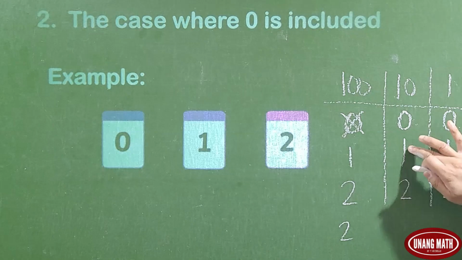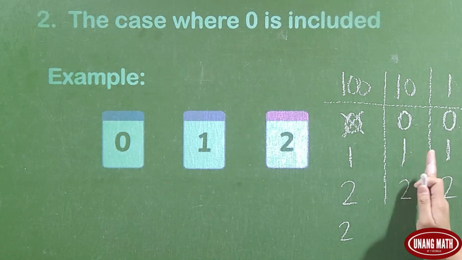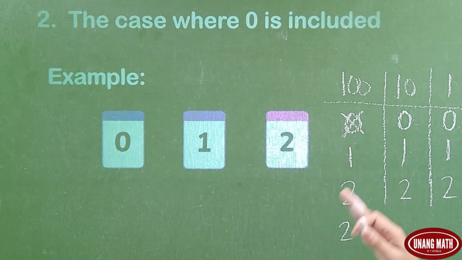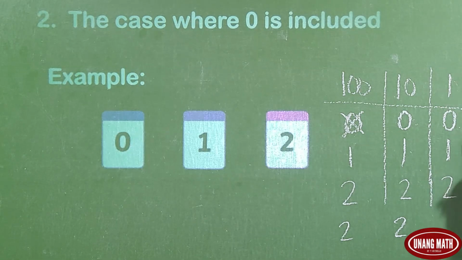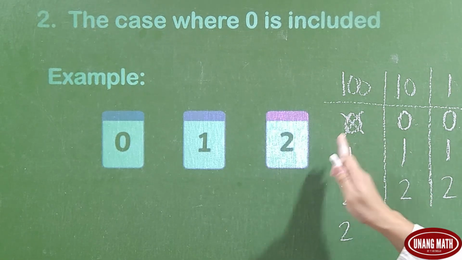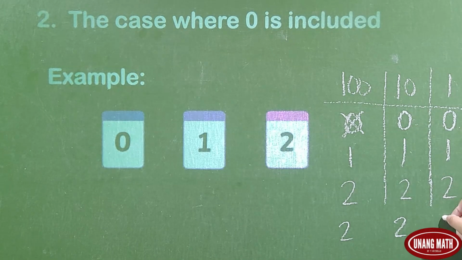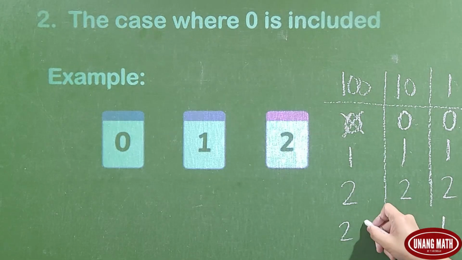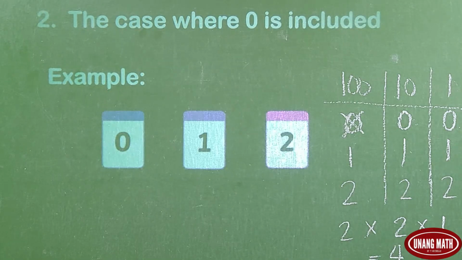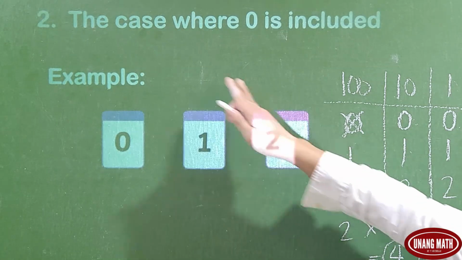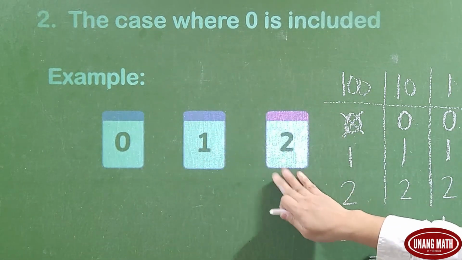In the tens place, we have here 3 cards, but since we already used 1 card in the hundreds place, so 3 minus 1, so 2 cards. In the ones place, 3, but since we already used 1 in the hundreds place and another 1 in the tens place, so 3 minus 2, so this is 1. Take note, we are using these numbers at the same time, so we need to multiply these numbers. So this is equal to 4. It means we can create 4 3-digit numbers using all these number cards.